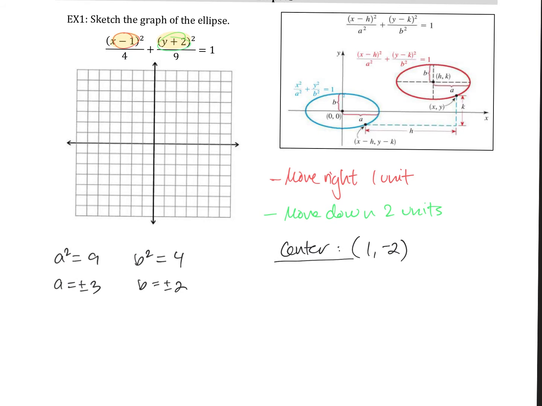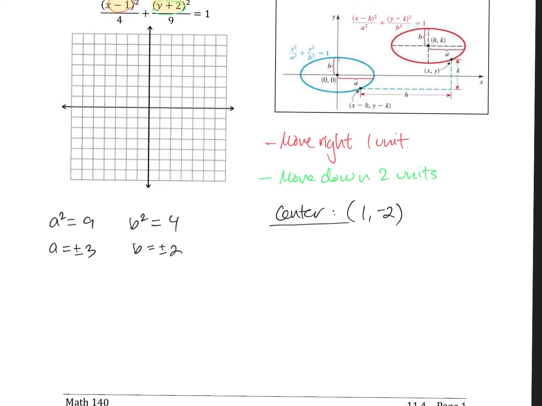Okay, so now we still need to find the foci and the vertices. What we're going to do first is find the unshifted foci and vertices, using the same methods we used previously, and then we'll apply the shifts to those values, like we usually do with transformations, to find the shifted foci. So let's go ahead and do that. Let's do unshifted.